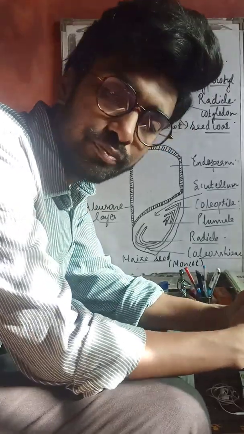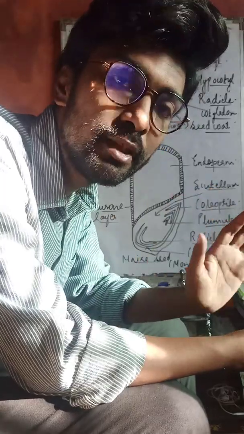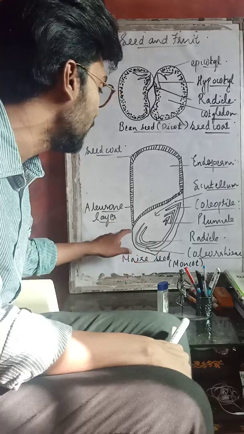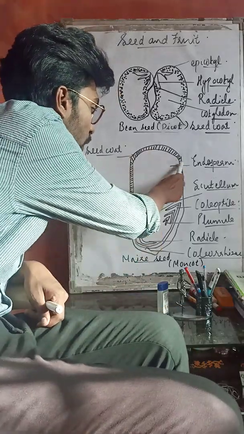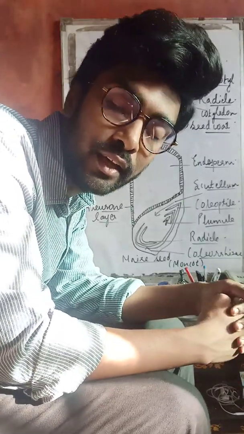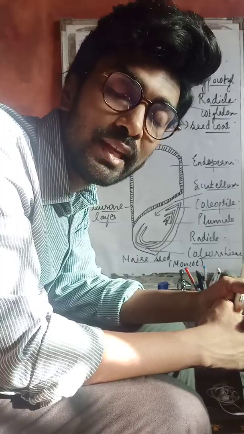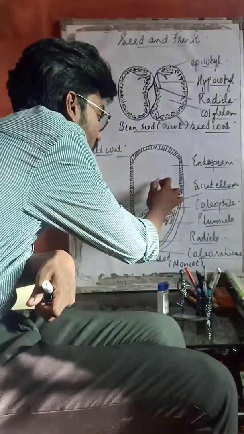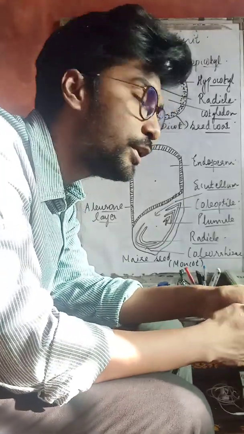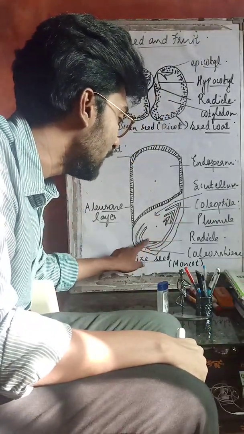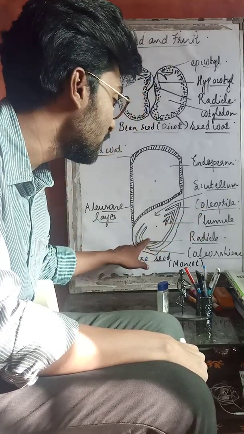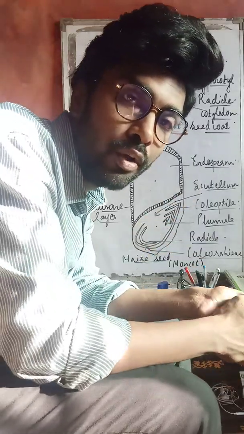Let's talk about the endospermic seed, which contains the endosperm. The maize seed contains an outermost protective covering made up of protein, the aleurone layer. This aleurone layer divides the maize seed into two parts: the endosperm and the embryo. The embryo contains a radicle and the plumule. The plumule is surrounded by the coleoptile and the radicle is surrounded by the coleorhiza.